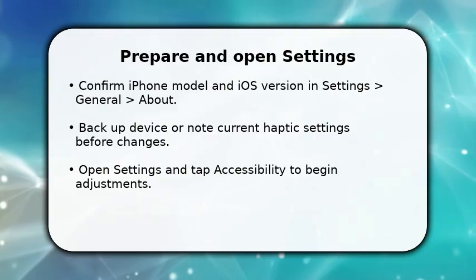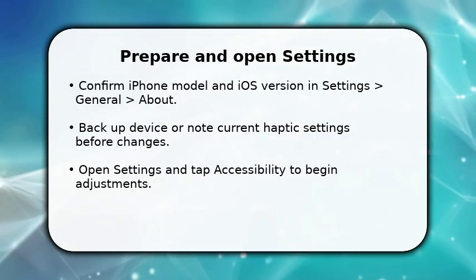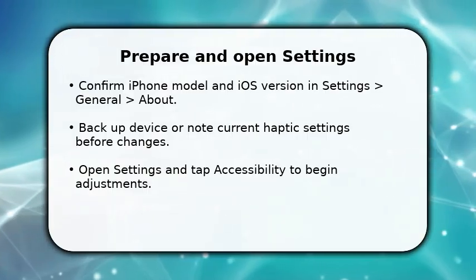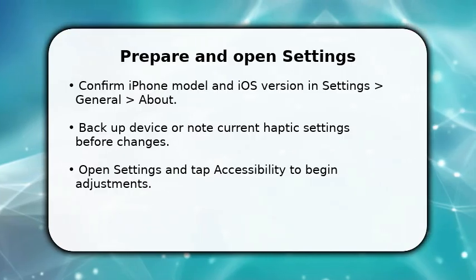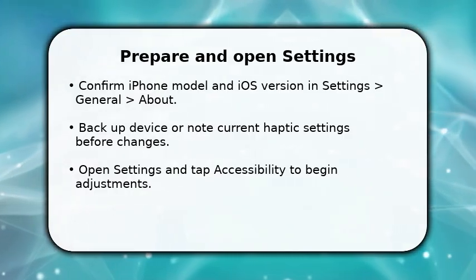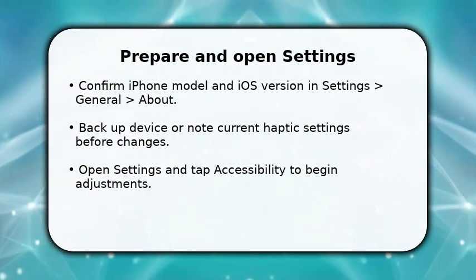Now open Settings and tap Accessibility. This is where tactile responses live. You'll find touch or touch accommodations depending on model. Tap through to haptics or vibration options and stay on the screen. These are the first actionable steps that let you access the specific control for the home button's vibration.